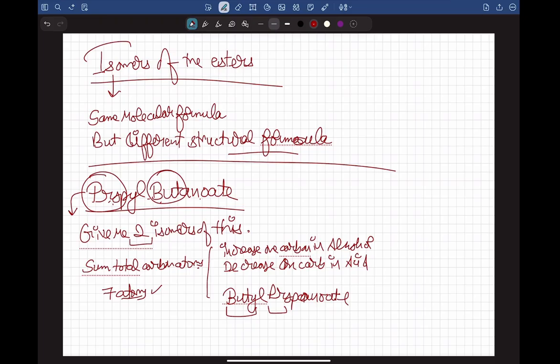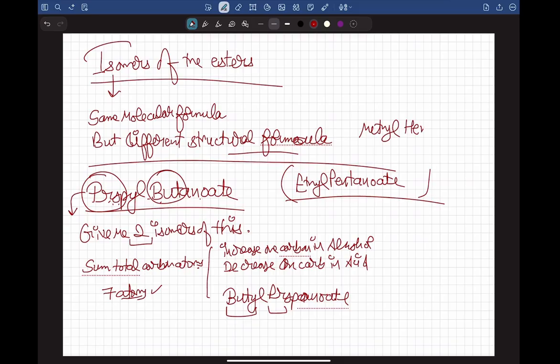You can do the other way around. For example, you can bump the acid and decrease the alcohol. So propyl you can write as ethyl and butanoate you can write as pentanoate. This is another isomer. If you want another isomer, you can bump the alcohol one level up. Sorry, the acid one more level up. So something like methyl hexanoate.